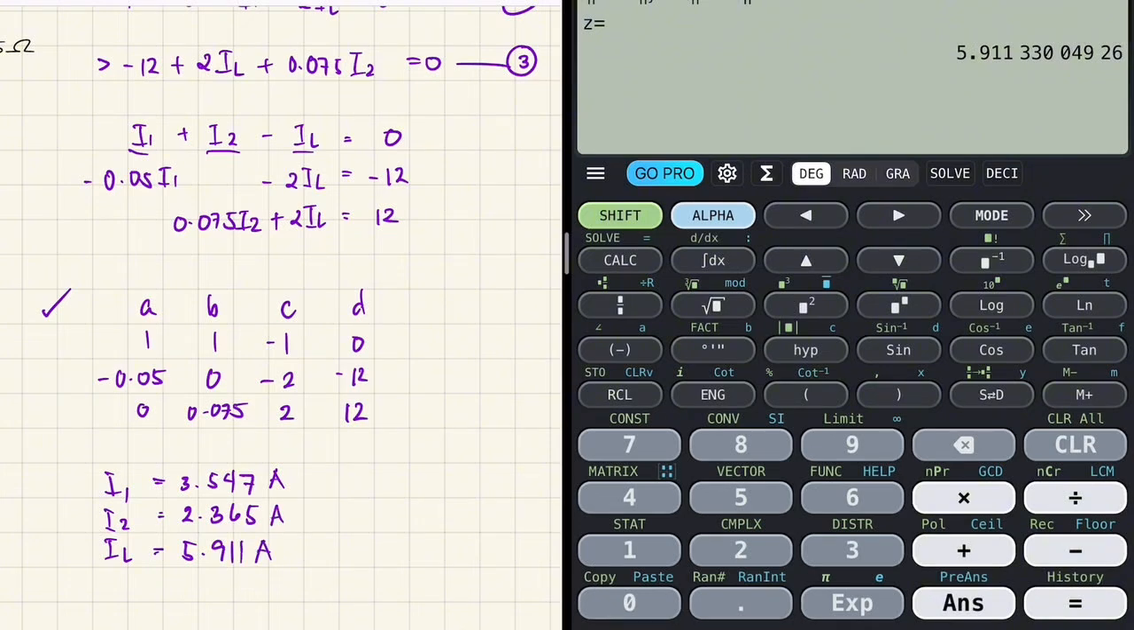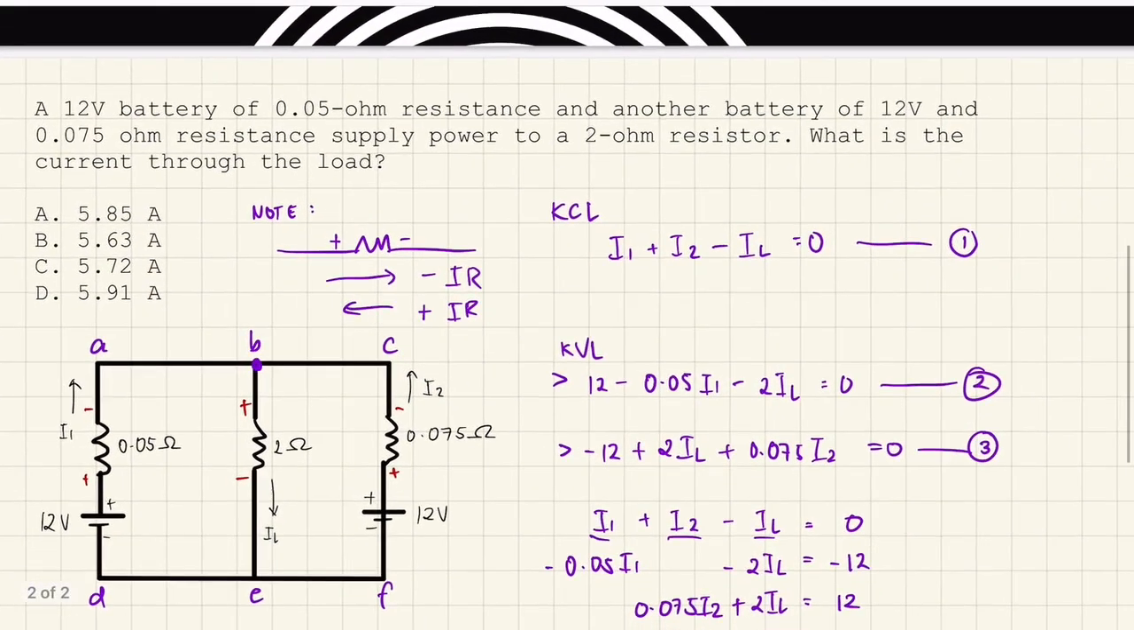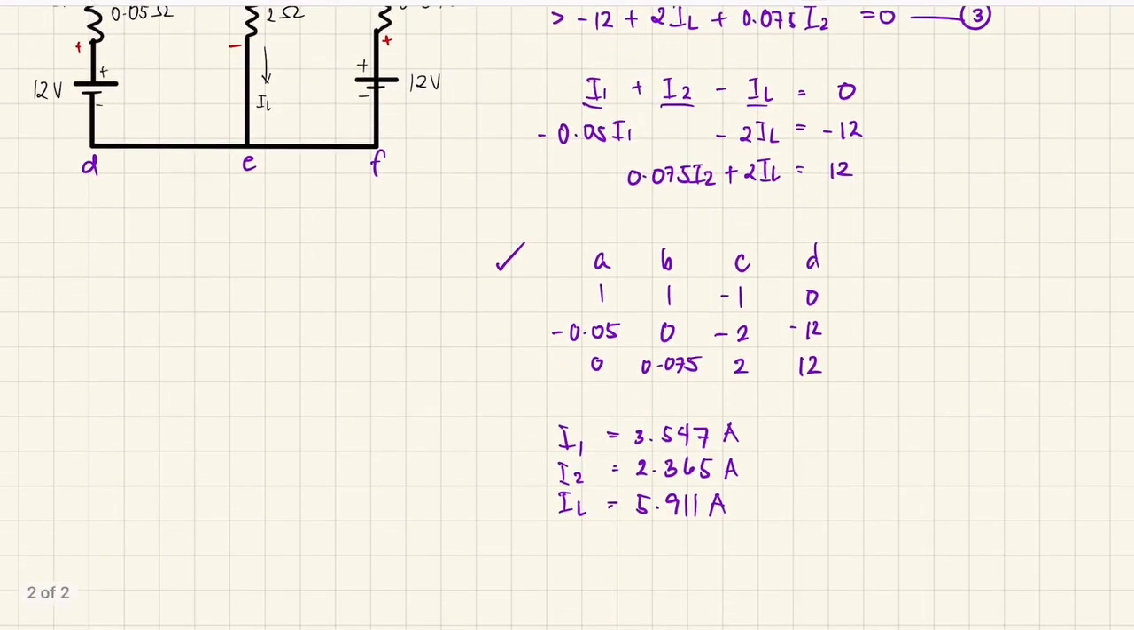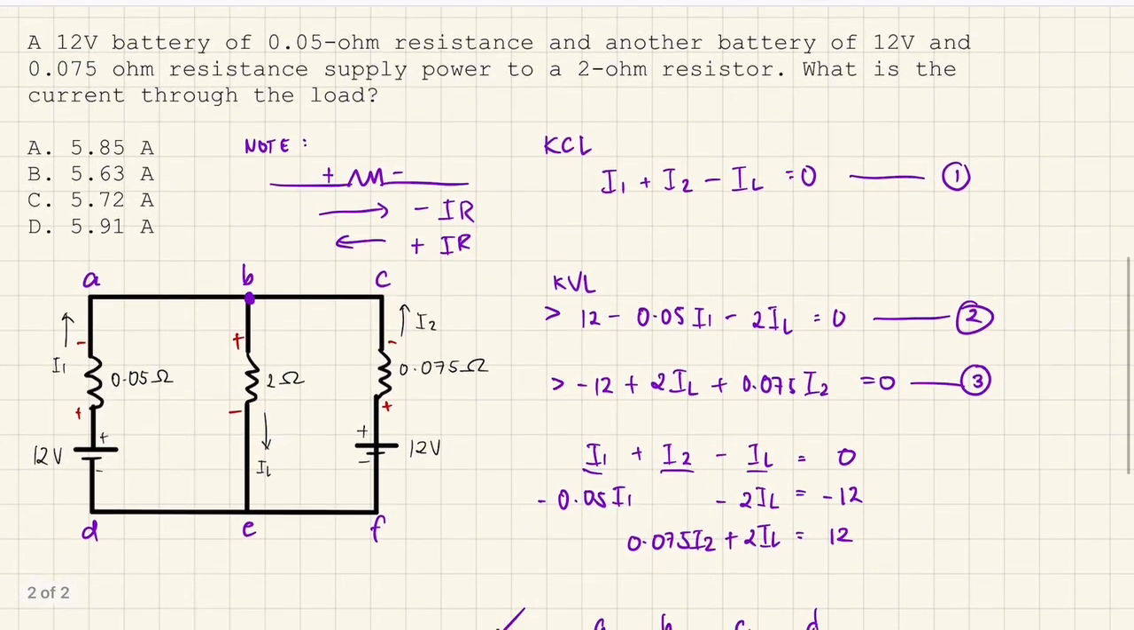amps. Okay, so from the problem, we are asked to look for the current of the load. So therefore that is IL. So this is our answer, 5.911 amps. So from the choices, we will choose letter D for our answer.